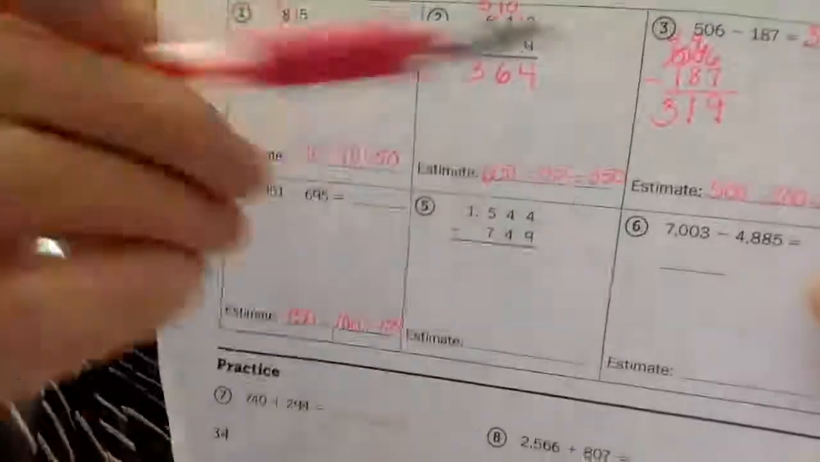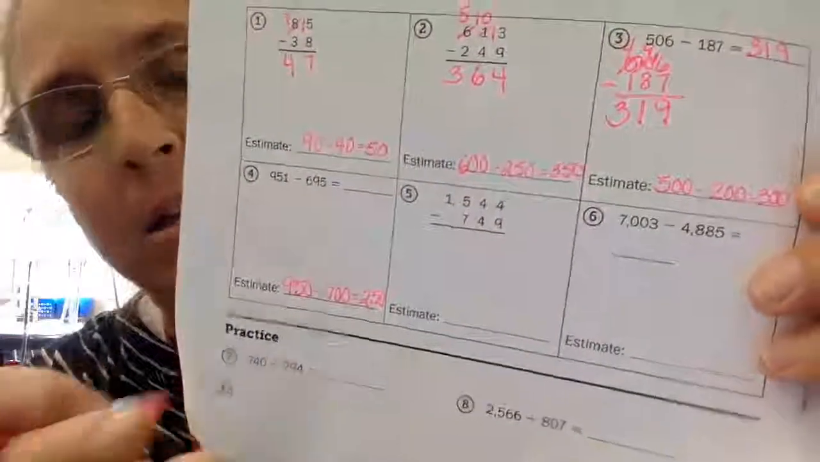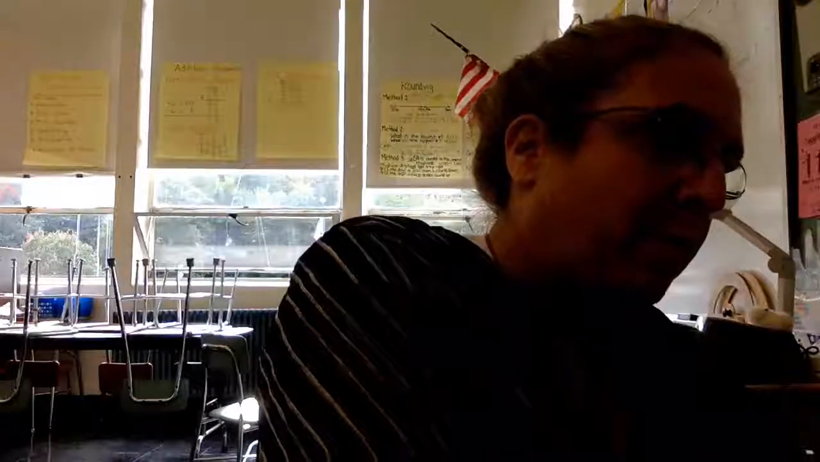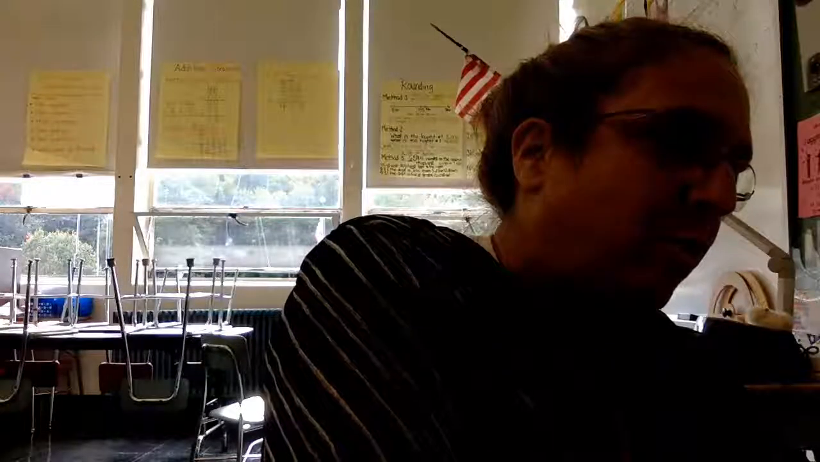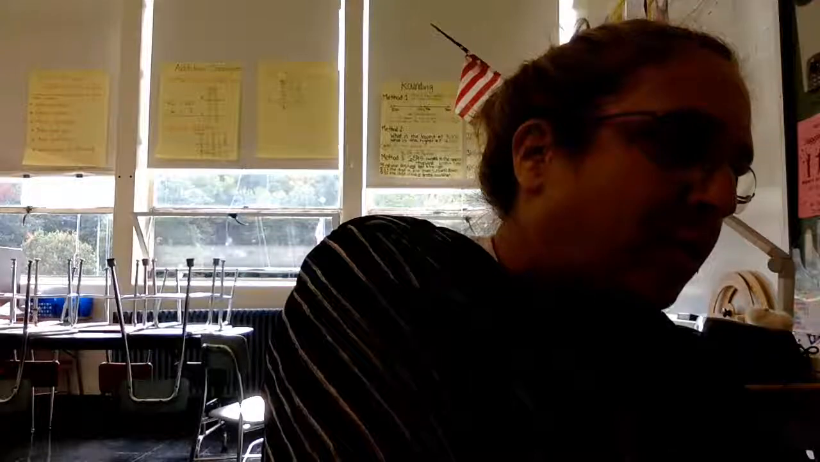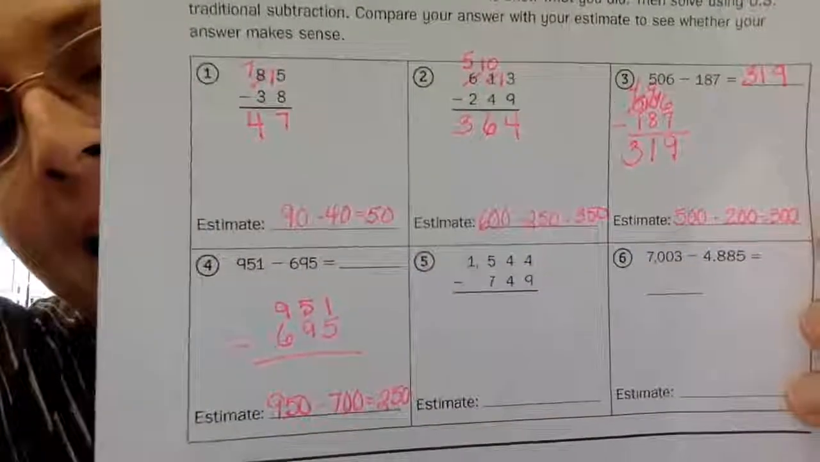And now this problem too is written horizontally, so I need to rewrite it vertically, and I'll put it more in the middle of the box in case I have to do more borrowing. So I have the space to do that. So I've rewritten it like that.